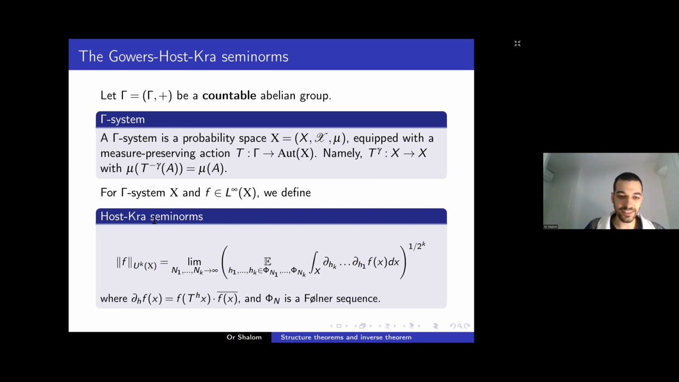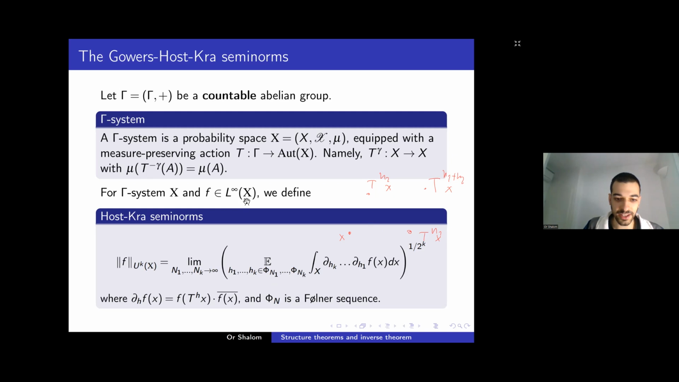So Host-Kra, not originally, but eventually, defined some infinite versions, or ergodic theoretical versions, of the Gowers norms. In the Gowers norms, we estimated the number of parallelepipeds. Here we do the same, but the parallelepipeds will be a bit different. Our parallelepipeds will look like x, T^h1 x, T^h2 x, T^(h1+h2) x. So we choose the parallelepipeds according to the group action, and so we will define the derivative according to the group action. H acts on X.